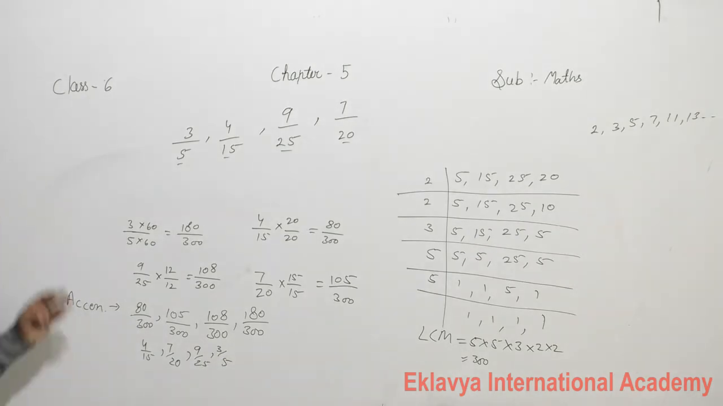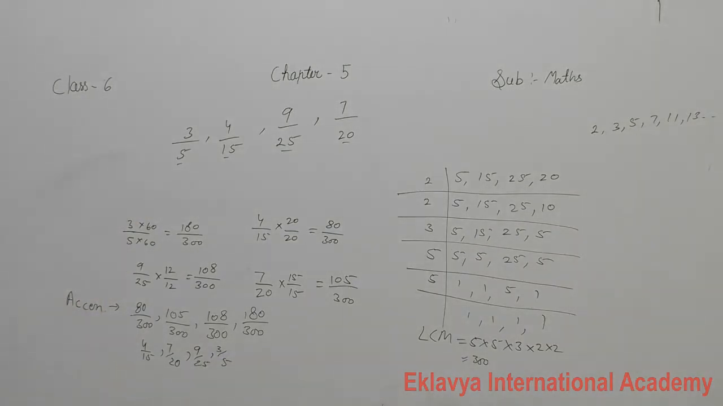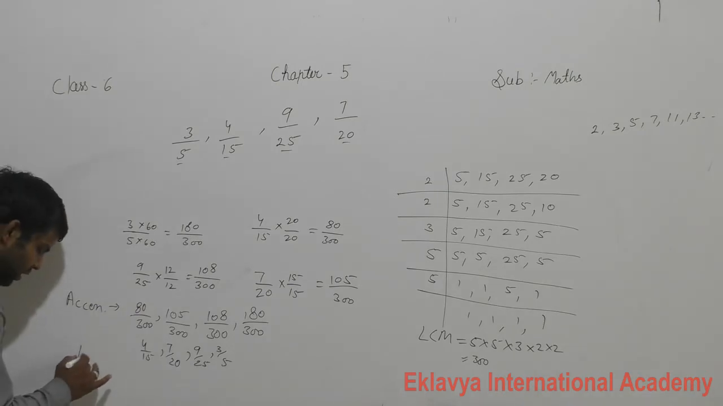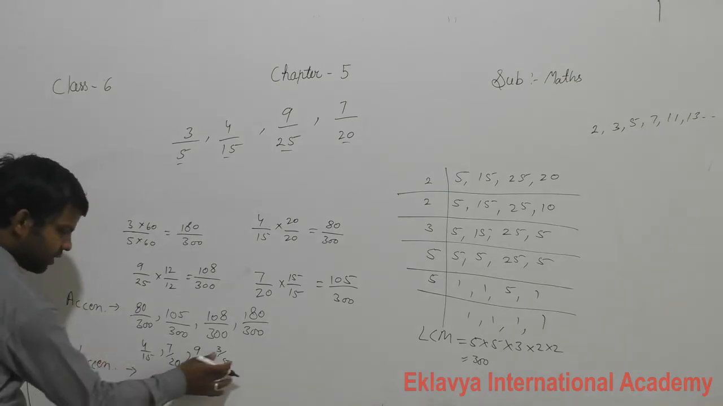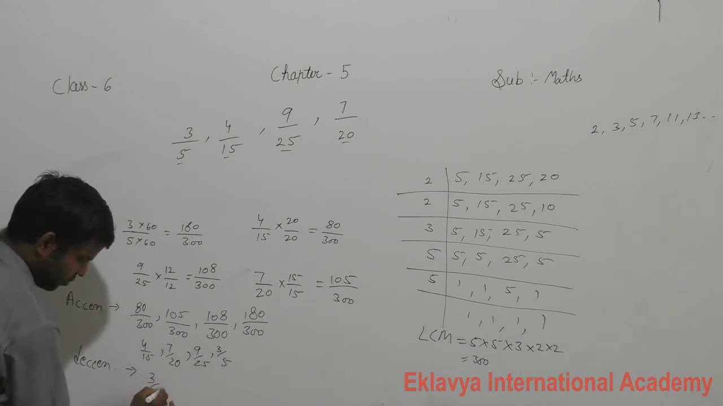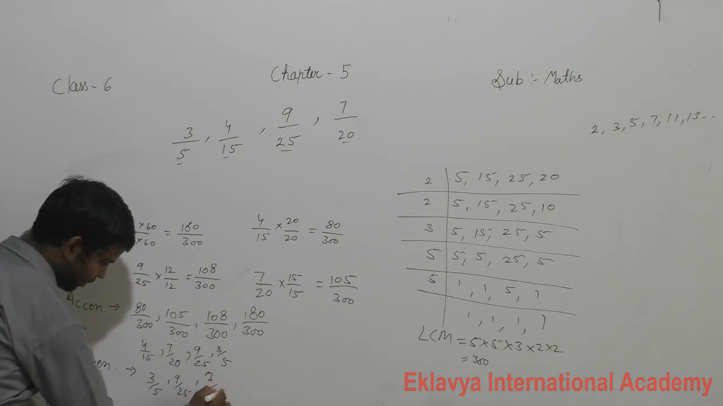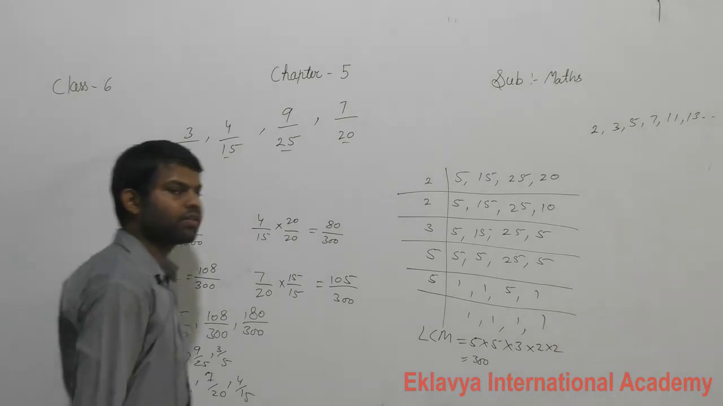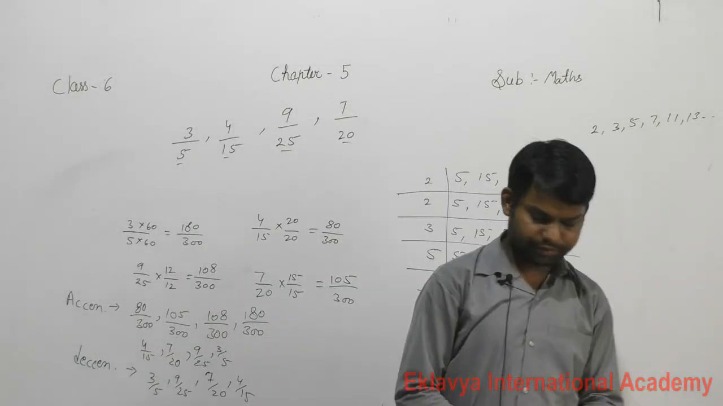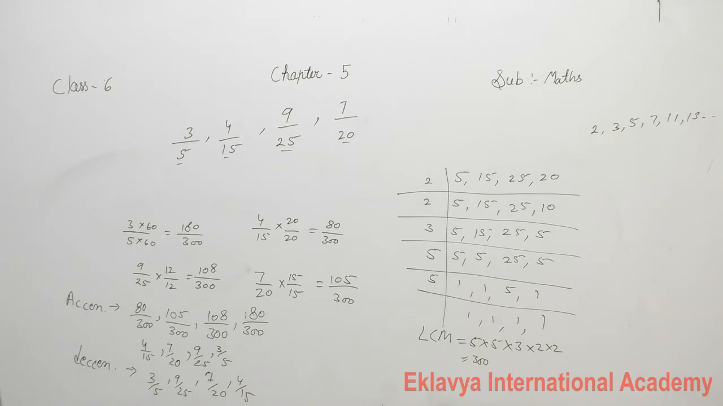So the arrangement of these fractions in ascending order is this. If we want to arrange in descending order, then first we write 3 upon 5, the highest value, then 9 upon 25, then 7 upon 20, then 4 upon 15. Okay. Let's take some more examples.